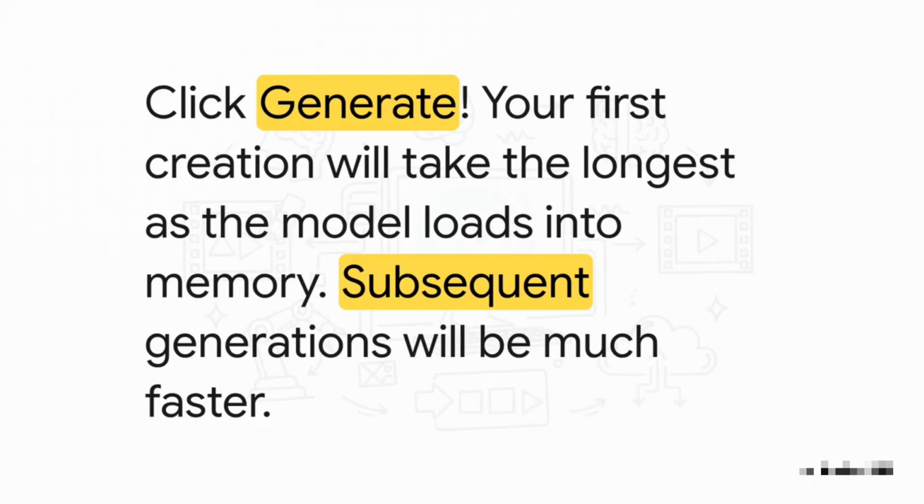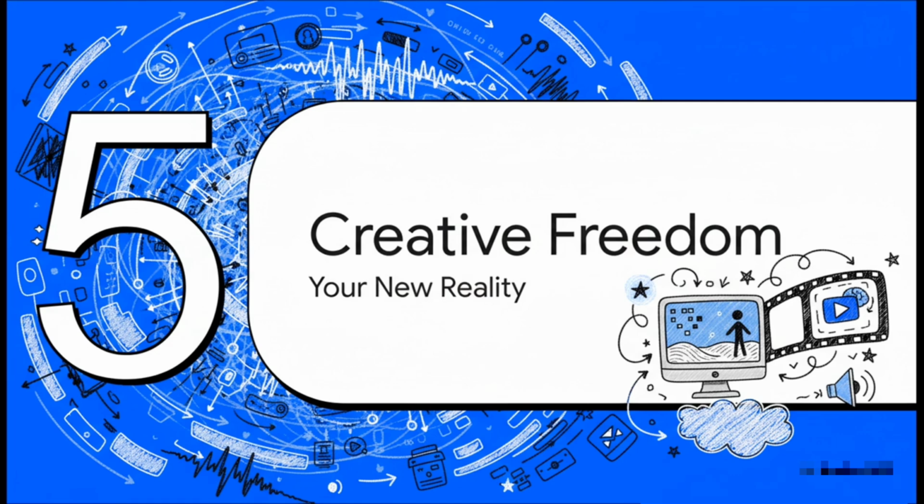So, your prompt is written, your settings are dialed in, and there's only one thing left to do. Hit that Generate button. Now, quick pro tip. The very first time you generate anything, it's going to take the longest. That's because the AI has to load that huge model into your graphics card's memory. After that first one, every other clip you make will be way faster. And just like that, you've done it. You went from a few words of text to a full video clip with sound, all cooked up right there on your own computer.